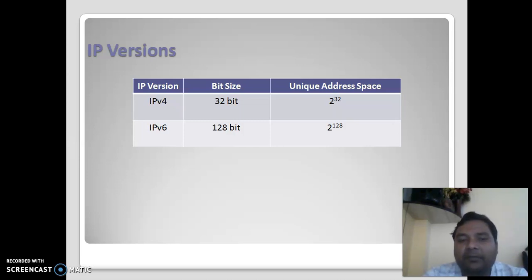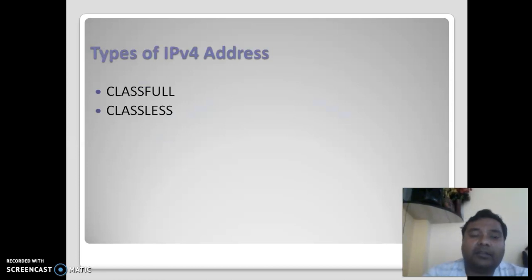There are two versions of IP address. First one is IP version 4, second one is IP version 6. IP version 4 size is 32-bit and it contains 2 to the power of 32 unique addresses. The size of IP version 6 is 128-bit and it contains 2 to the power of 128 unique addresses. Now first we talk about IP version 4 addresses. The types of IP version 4 address: first type is classful, second type is classless.